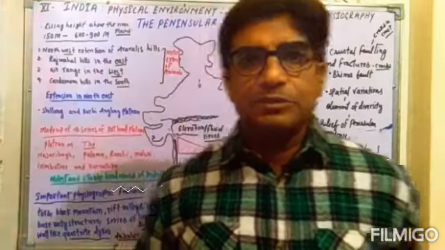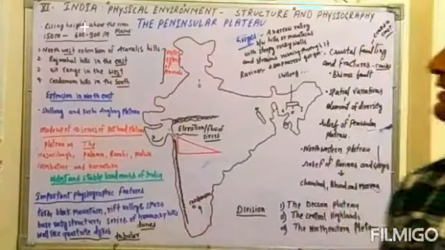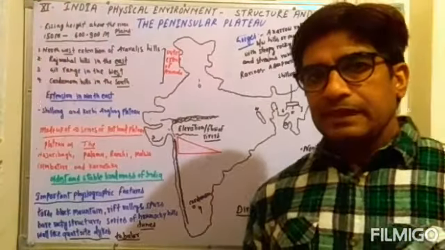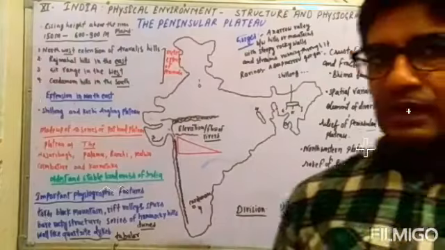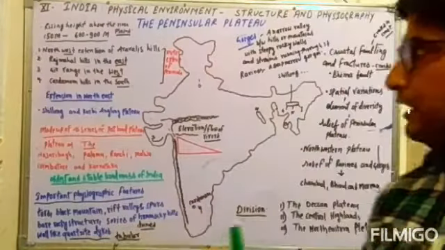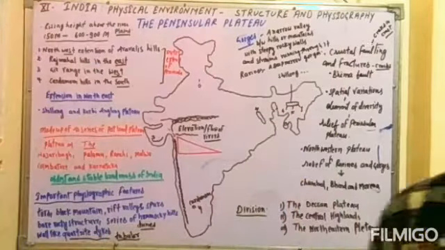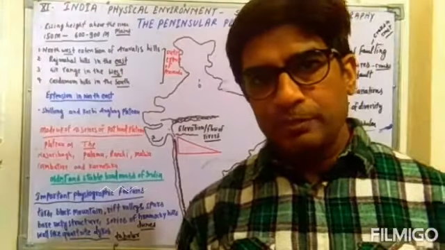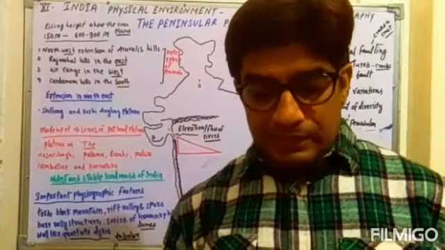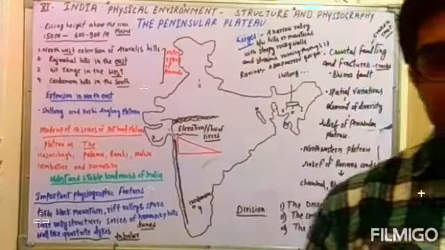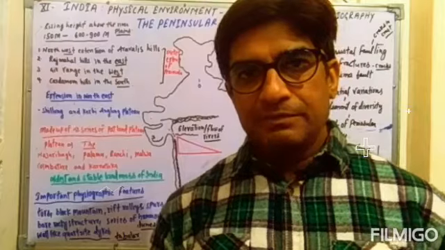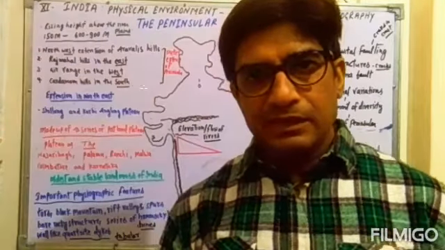Today in the 11th Geography book, India Physical Environment, our second lesson is going on, structure and physiography. In this lesson, we are continuing, and today our topic is the peninsular plateau. Students, this is a very important topic, and first we will see what a plateau is. A plateau is a flat surface which is high above the area around it.